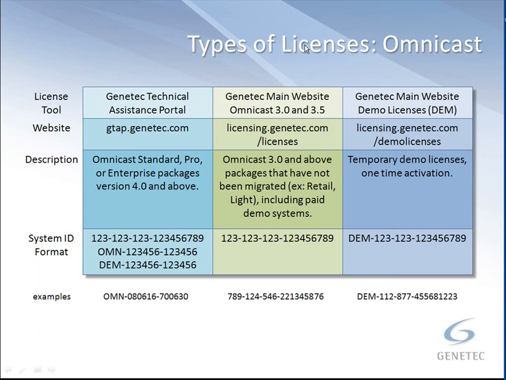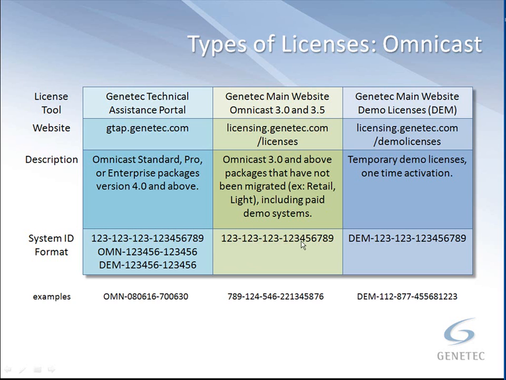Okay, so the second license tool that we're going to be looking at is from the Genetec main website. It's the Omnicast 3.0 and 3.5 tool. Now, this one is used for any Omnicast licenses that are for version 3.0, 3.5, or any Omnicast 4.0 system that is not a standard Pro or Enterprise package. A few examples of these are Retail Lite or an older purchase demo system. Those systems were not migrated over to the new license tool when it was brought online. Now, all the system IDs here follow the 3339 format.